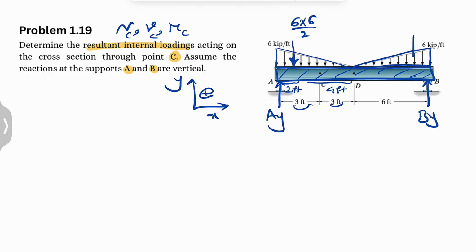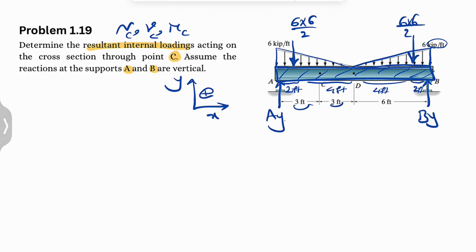We have a similar thing on the other distributed load that we have. So this is going to be the same idea. Because the base is the same, the beam is symmetrical. So same force, 6 times 6 divided by 2. And the location again, 2 feet to point B and 4 feet to the other point. So that's pretty much everything for the free body diagram.